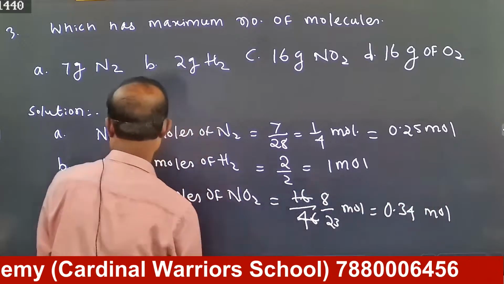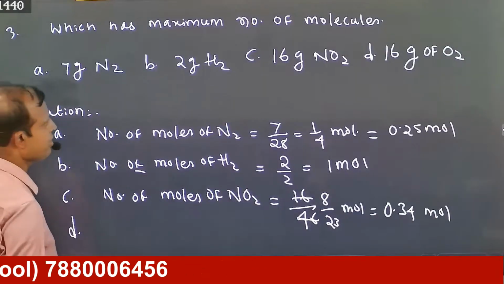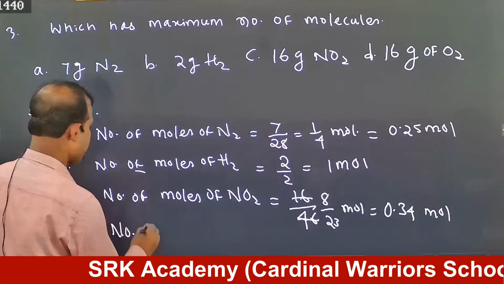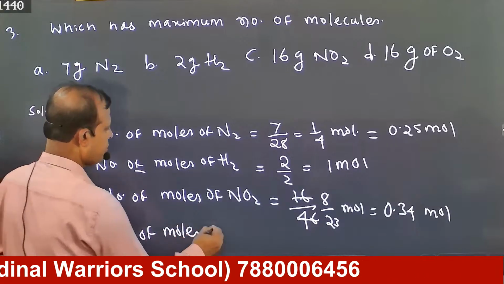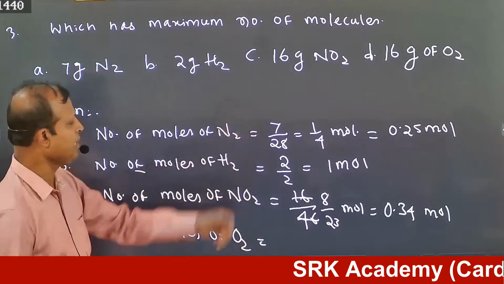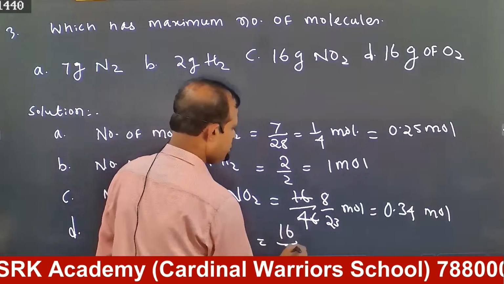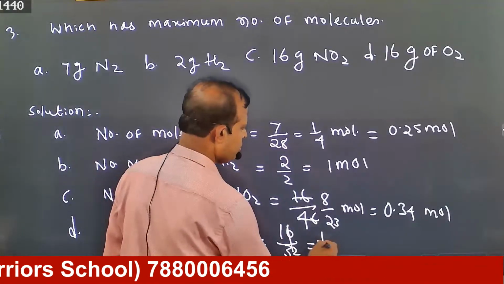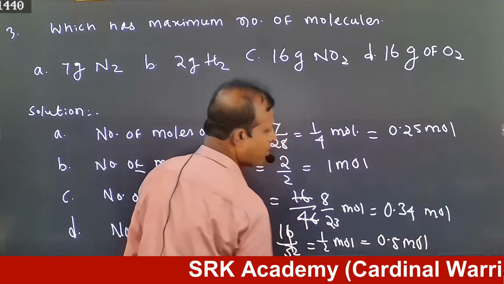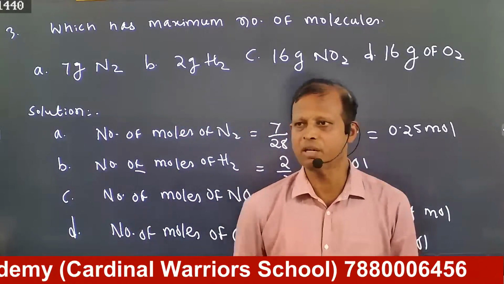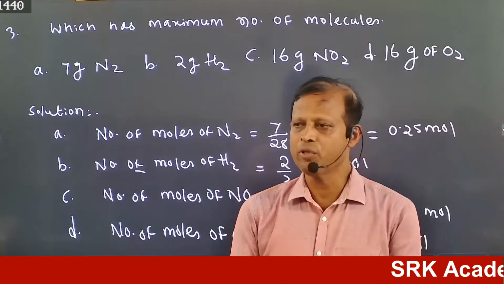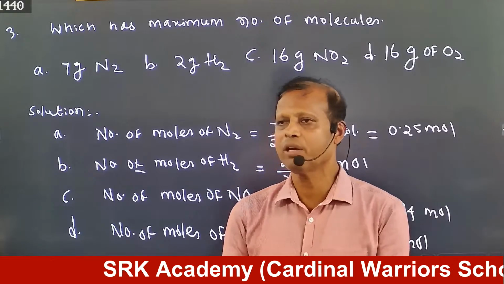And option D, 16 gram of O2. Number of moles of O2: given mass is 16 and molecular mass is 32. 16 upon 32, 1 upon 2 mole, that is 0.5 mole. More is the number of moles, more is the number of molecules, because 1 mole of any substance has the same number of molecules.